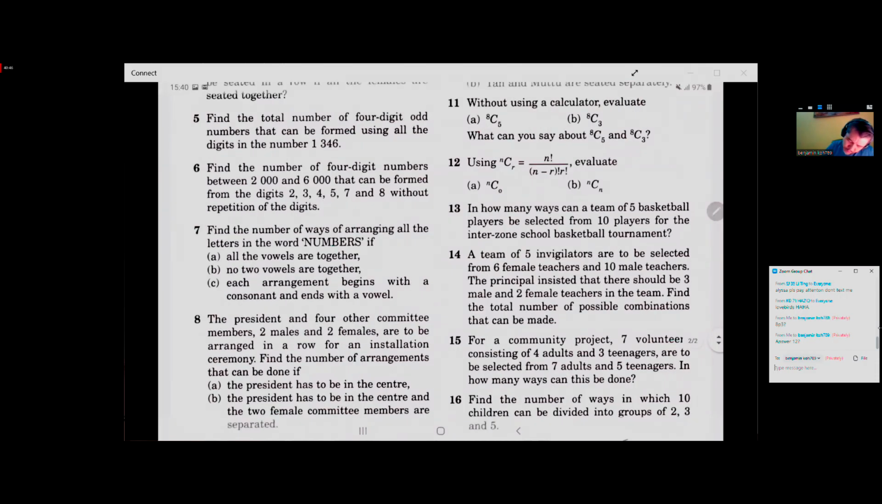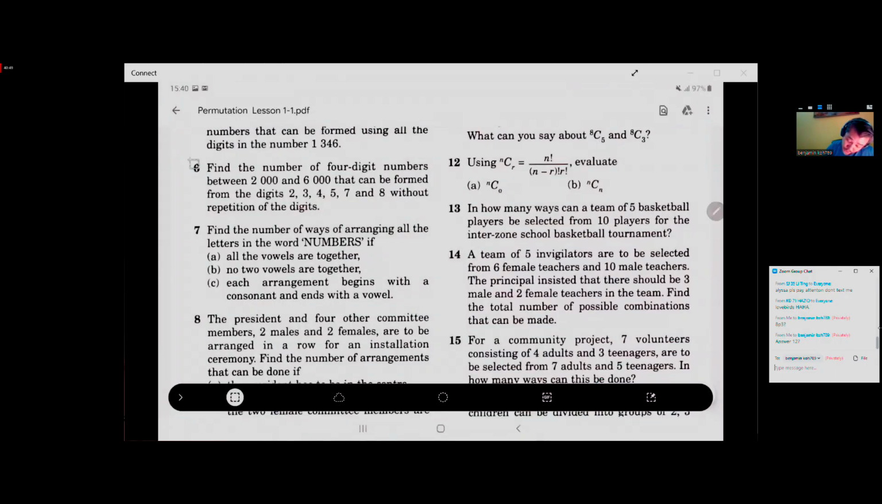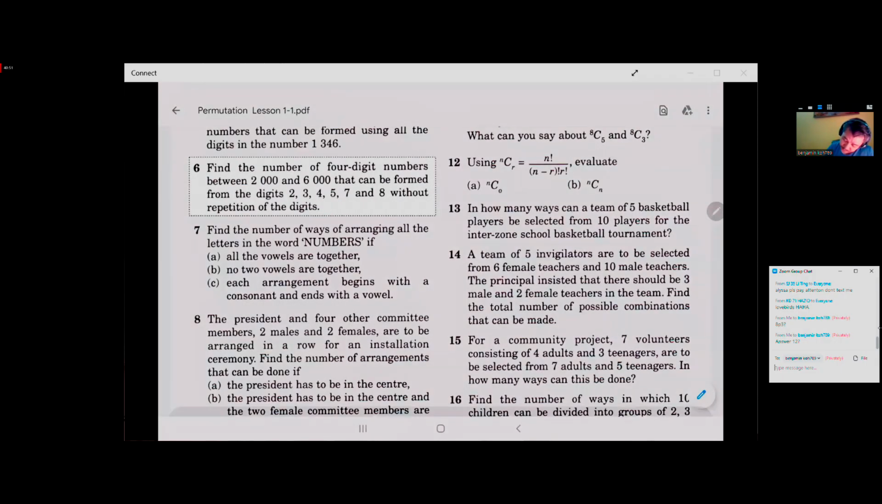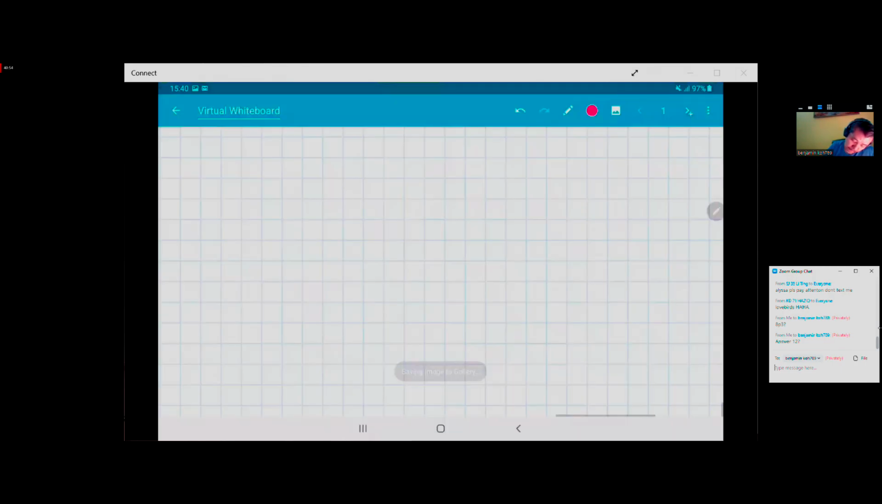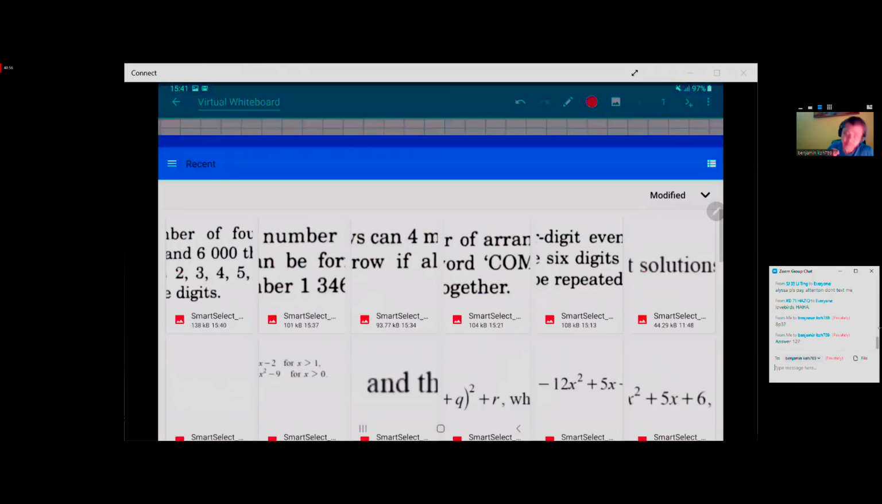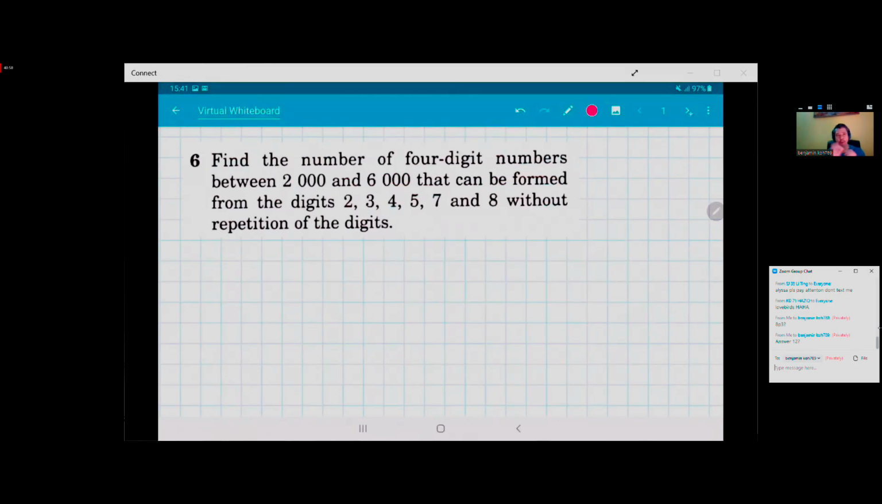Okay, so in question number 6, what do we have here? Now this one becomes a bit more complex. Don't worry, don't freak out. It's just a little bit. You see, everything that you need to know, semua clue dah diberi. All you got to do is understand how to use the clues given to you. Find the number of 4-digit numbers between 2000 and 6000. Boleh faham tak? Cari bilangan nombor 4 digit di antara 2000 dan 6000.